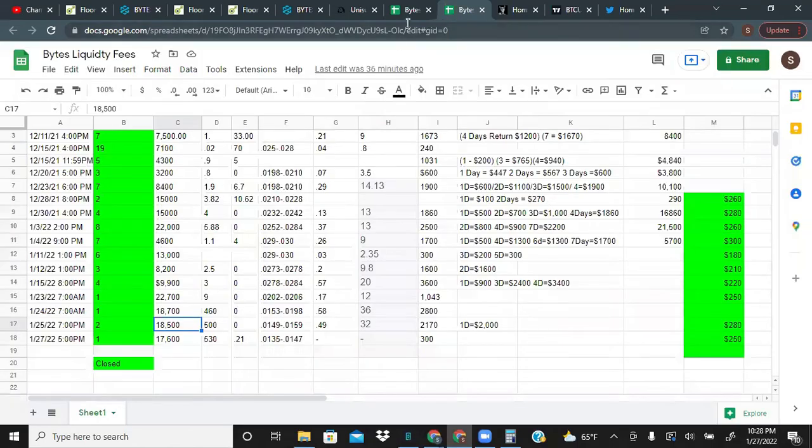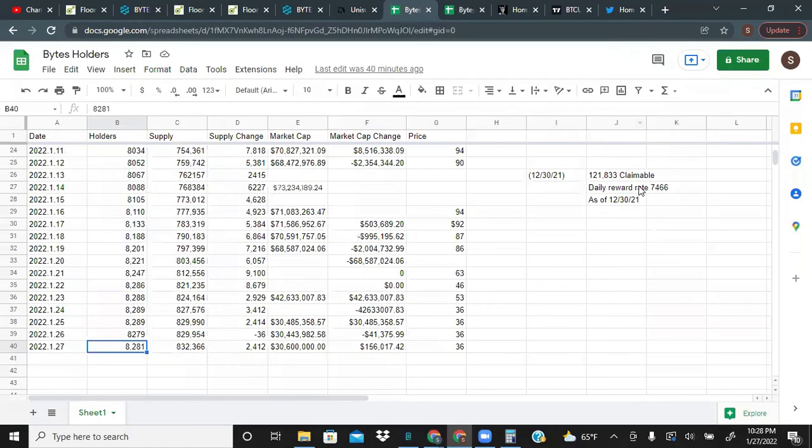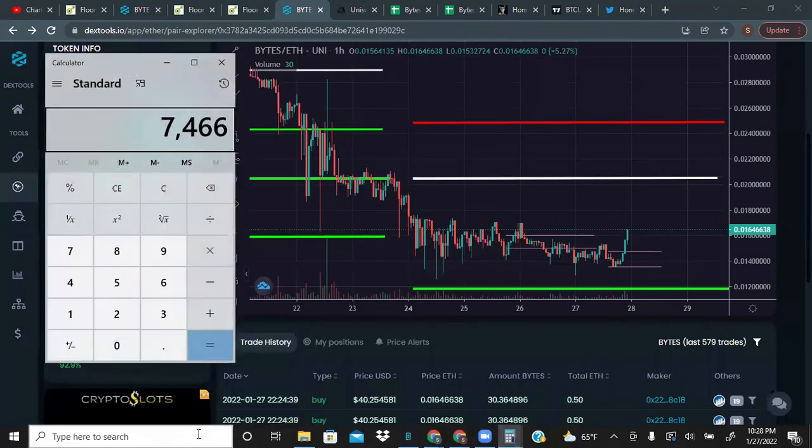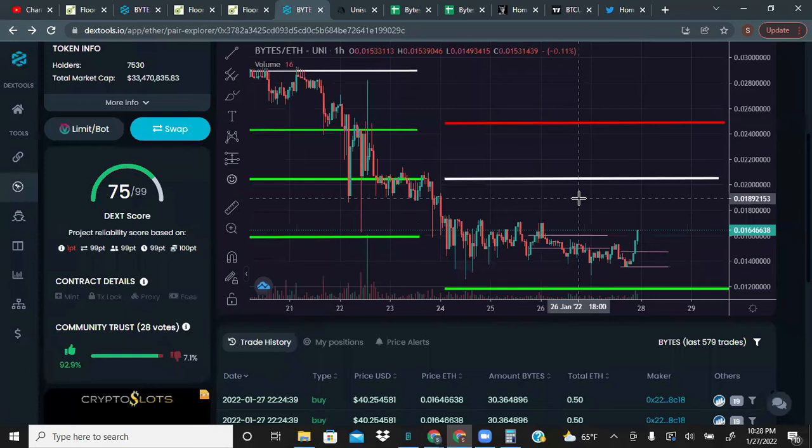Just to clarify, we have a daily reward rate of 7,466. This was something that was given out about a month ago. So as far as tokens going out, it's definitely an impact on the price. Let me just go ahead and use a calculator here. 7,466, at a price of, let's just call it $40, so about $300,000 a day.